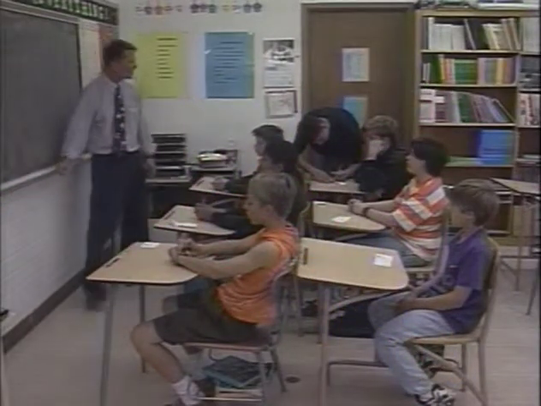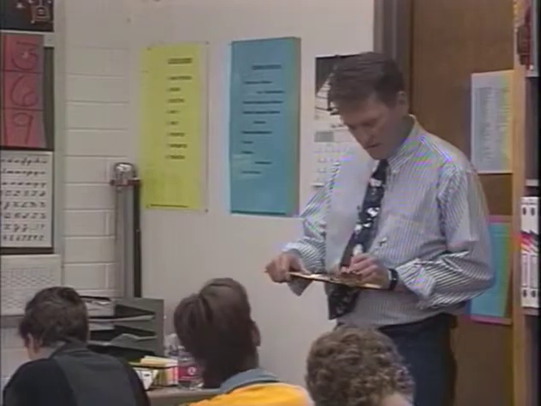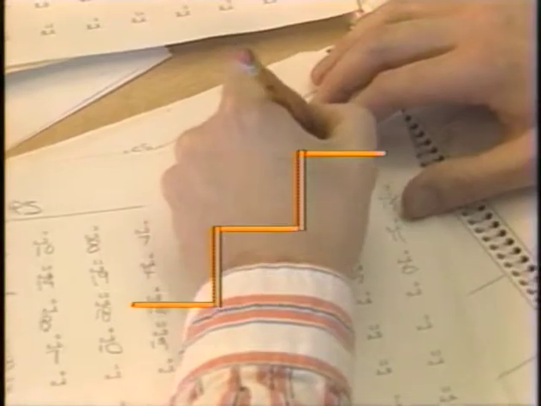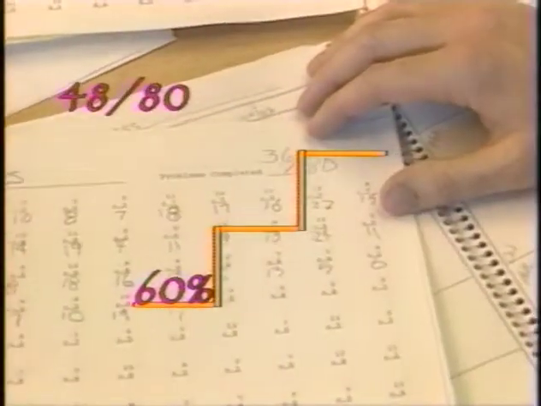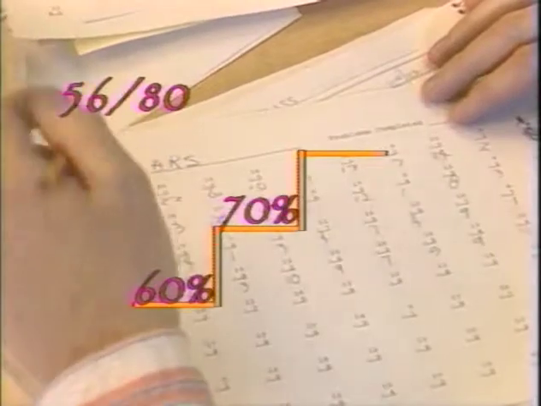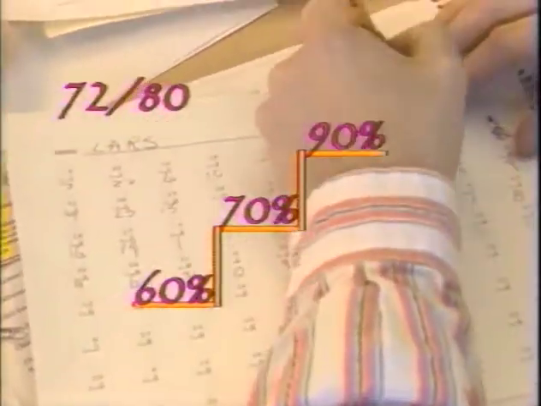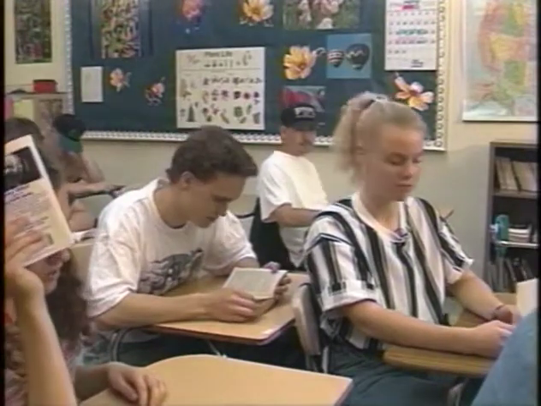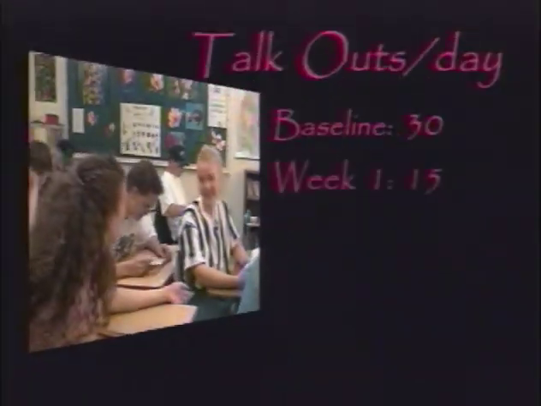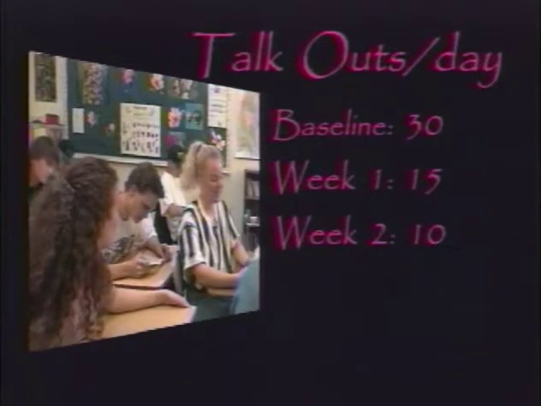Then record how well the student or group performs the behavior. To illustrate, this instructor is recording the number of problems Lars completes on each day's math assignment. Routinely, Lars completes about half his math assignment. So this instructor sets Lars' criterion at 60% of the assigned math problems the first week, 70% the following week, and 90% the final week. Similarly, if you observe a class that averages 30 talkouts each day, perhaps set the criterion at 15 per day the first week and gradually decrease the number.